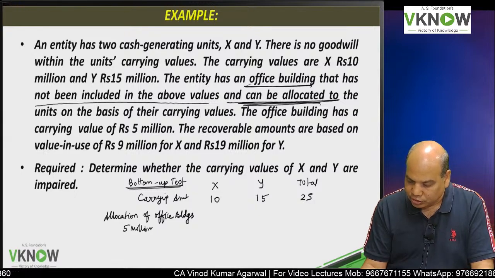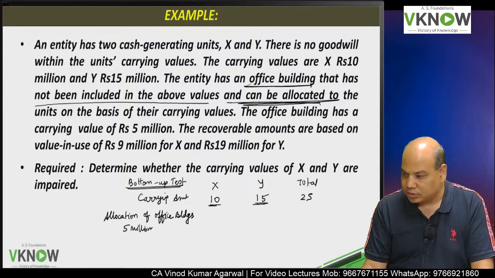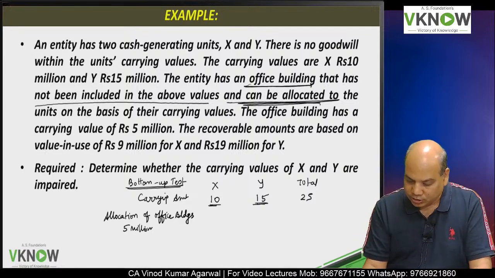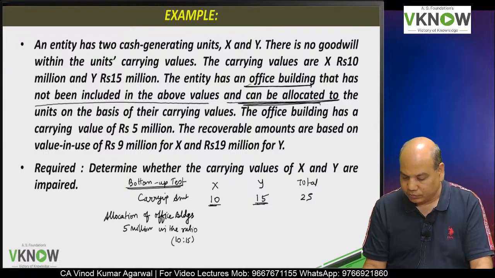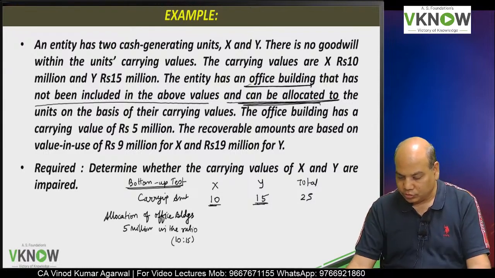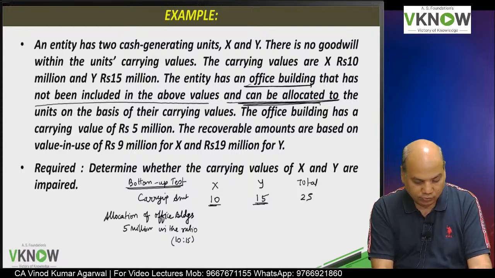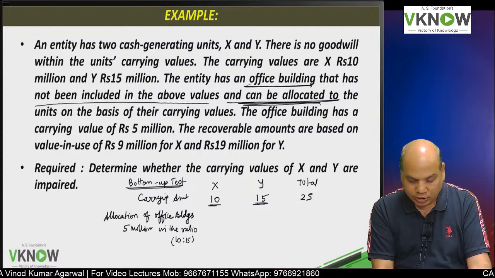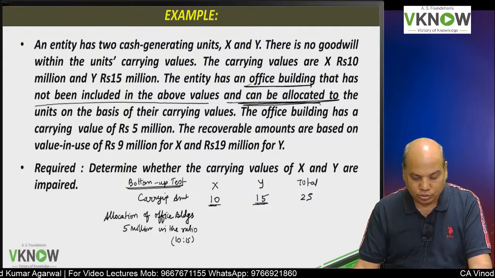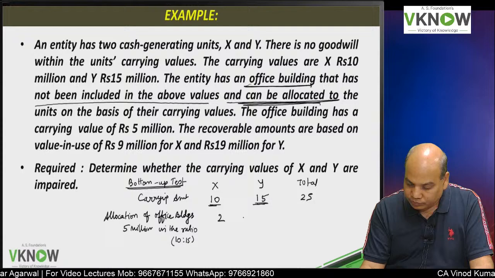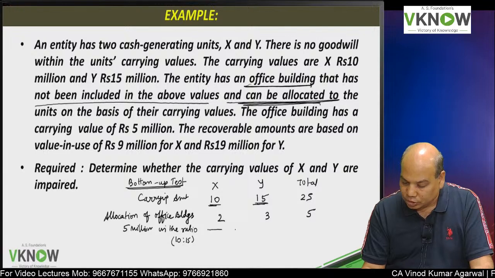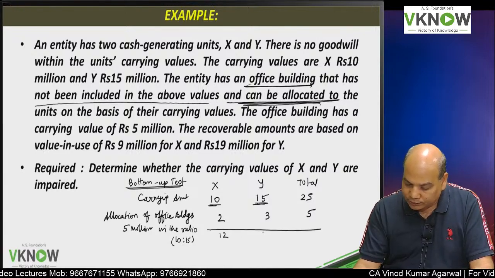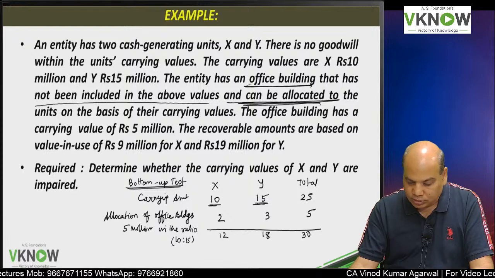So what is the ratio I will use? There is no other information except the carrying amount, so I can use the ratio of the carrying amount, 10:15. Please allocate 5 in the ratio of 10:15, that is 2:3. So 2 and 3, 5. Now my total is 12, 18, 30.